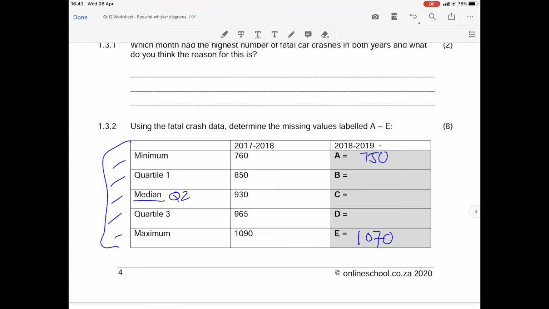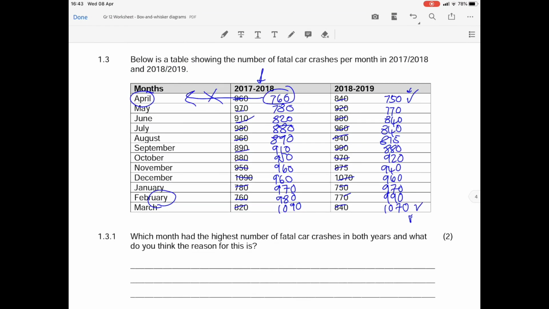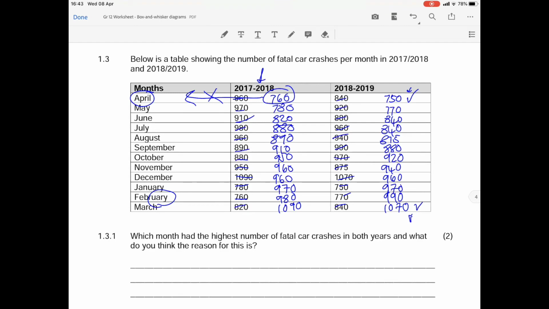Then I need to find my 3 quartiles: first, second, and third quartile. So remember, what is your median? Your median value is the number that splits your data set into 2. So we sit with 1, 2, 3, 4, 5, 6, 7, 8, 9, 10, 11, 12 months. You are not going to find a clear and easy median because you need an odd number of data points to get a slap bang in the middle number. Your median is going to fall somewhere between the 6th and the 7th observation.